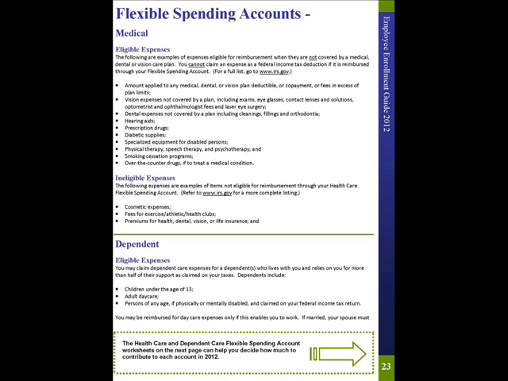Examples of eligible expenses for reimbursements. Care for a child under the age of 13 at a day camp, nursery school, or private sitter. Care for an incapacitated adult who lives with you at least 8 hours a day.